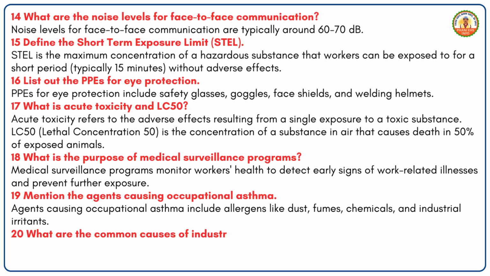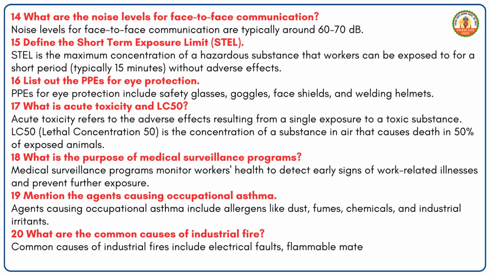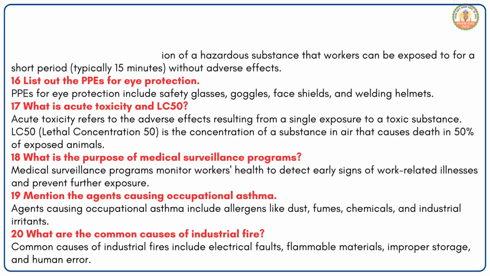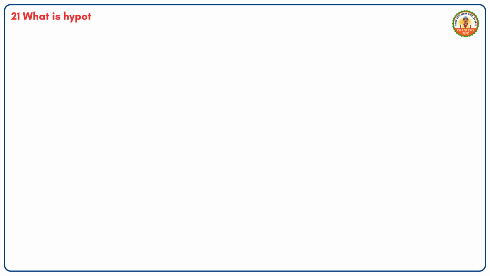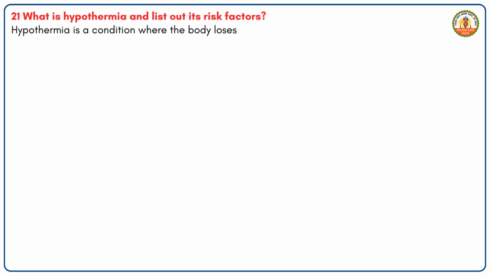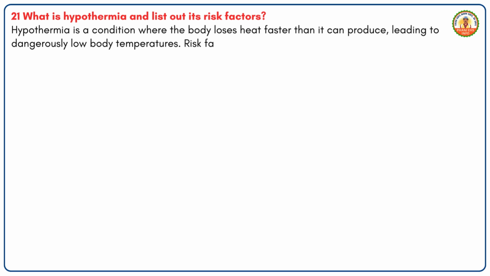20. What are the common causes of industrial fire? Common causes of industrial fires include electrical faults, flammable materials, improper storage, and human error. 21. What is hypothermia and list out its risk factors? Hypothermia is a condition where the body loses heat faster than it can produce, leading to dangerously low body temperatures. Risk factors include exposure to cold weather, wet conditions, and inadequate clothing.